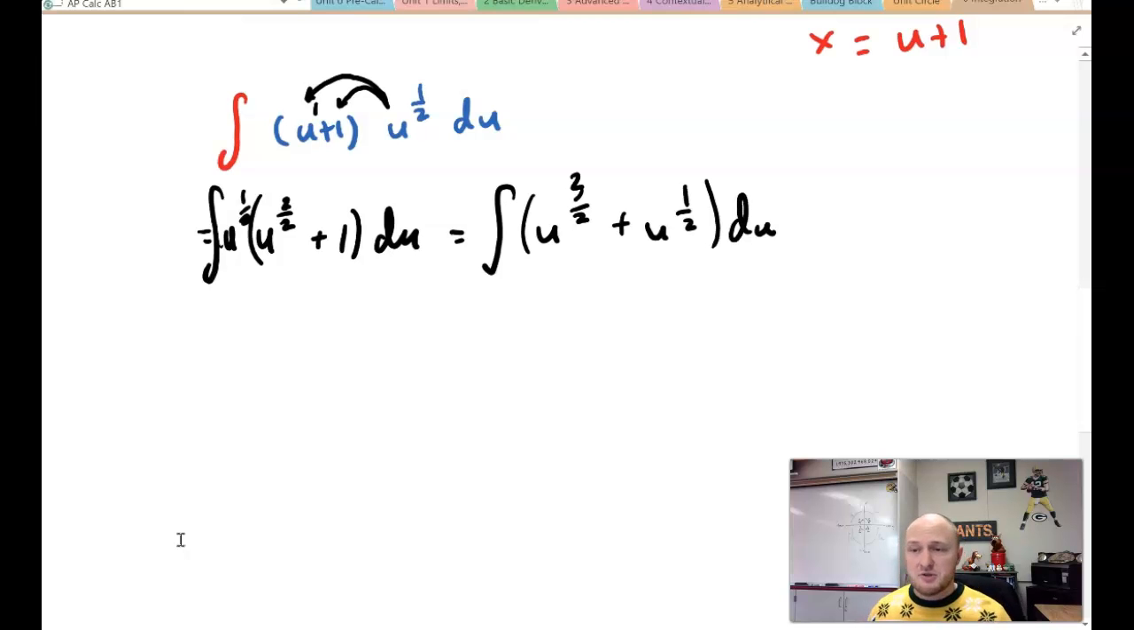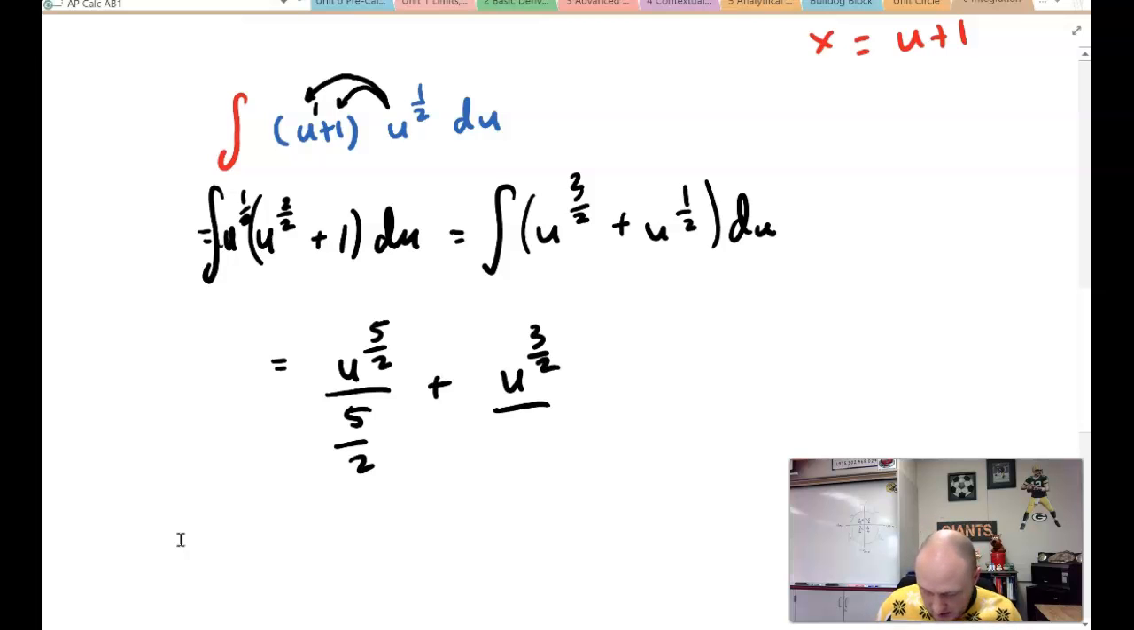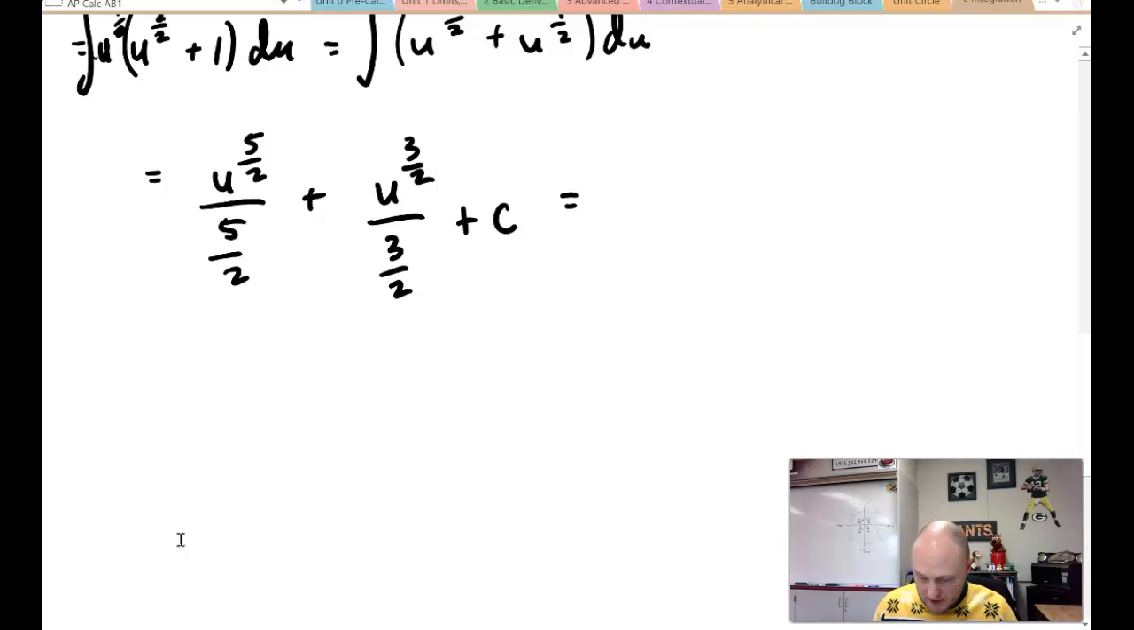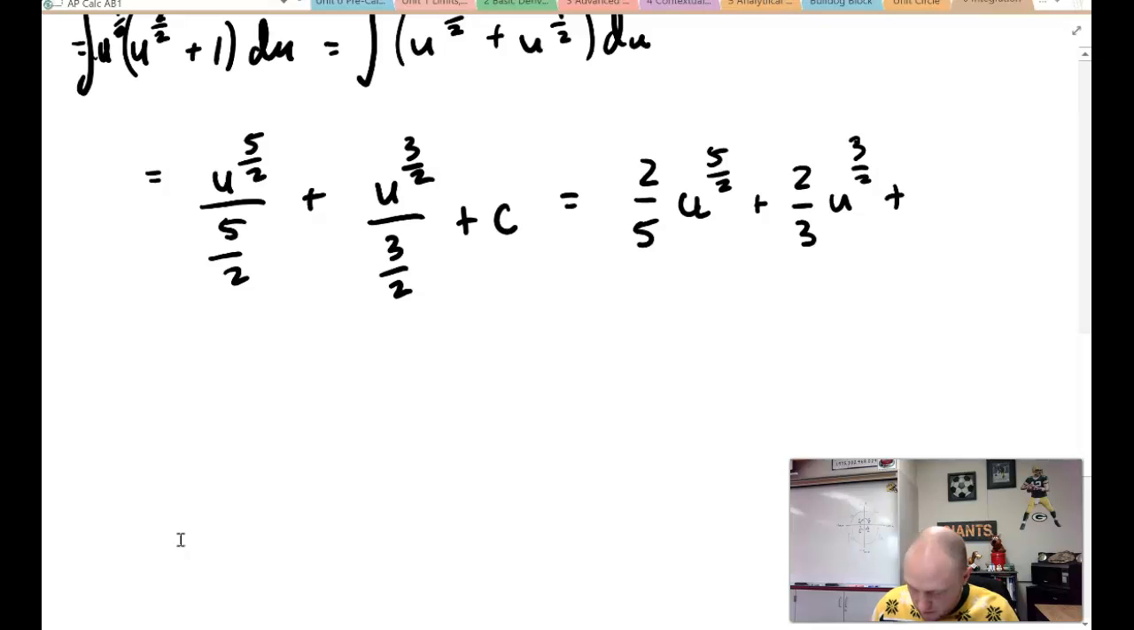Okay, now it's just in terms of u, and now I can integrate using just simple power rules. So the integral of u to the power of 3/2 is u to the power of 5/2 divided by 5/2. The integral of u to the power of 1/2 is u to the power of 3/2 divided by 3/2. And then I'm adding c. So let me go ahead and rewrite this. I'm just going to take the reciprocal of my denominators. So 2/5 u to the power of 5/2 plus 2/3 u to the power of 3/2, okay, plus c.